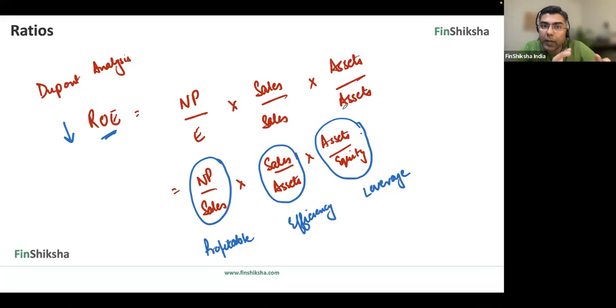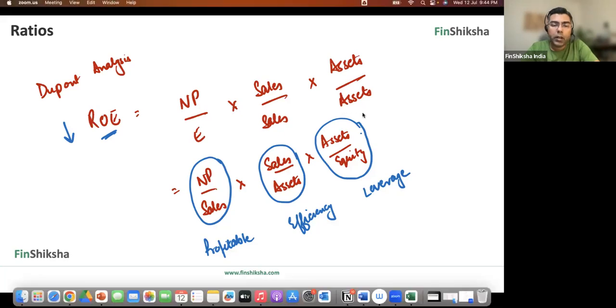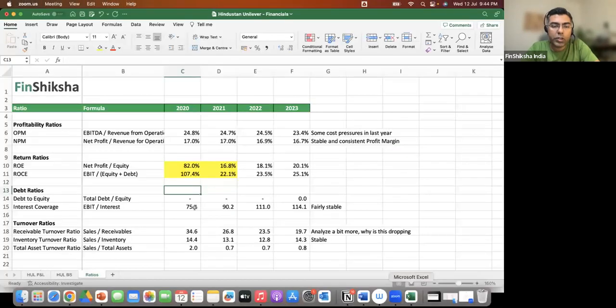So a DuPont analysis basically allows you to break down the return on equity into these three components of profitability, efficiency, and leverage, and try and see where this impact is coming from, right? Let's go to our Excel file and try and note this down.